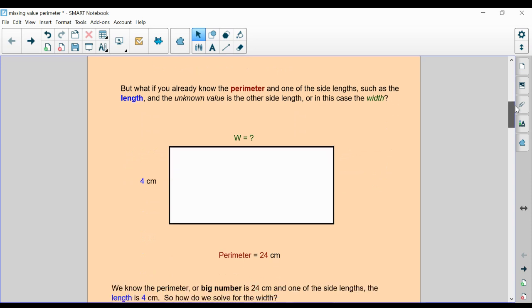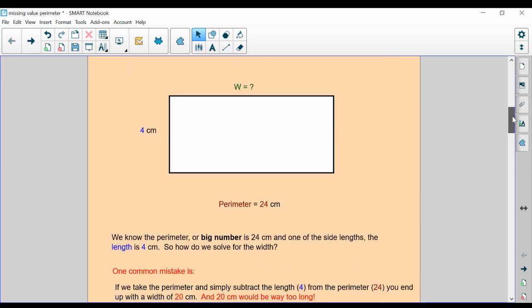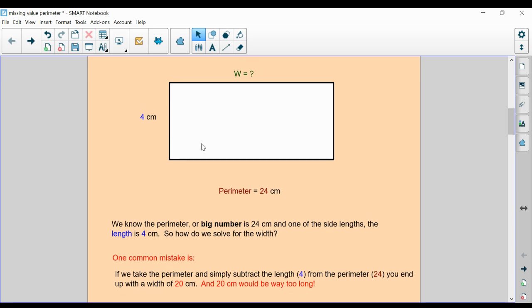Sometimes you'll come across a problem, however, where they give you the perimeter and one side length. In this case, it's the length, and you have to find what the width is. So we know the big number and one of the side lengths. One common mistake that kids make is they forget that the rectangle needs to be measured entirely around. So they'll take 24 and subtract 4, then they come up with 20 as W, as the width. Well, that would be impossible because 20 plus 20 is already 40, and the perimeter can only be 24.